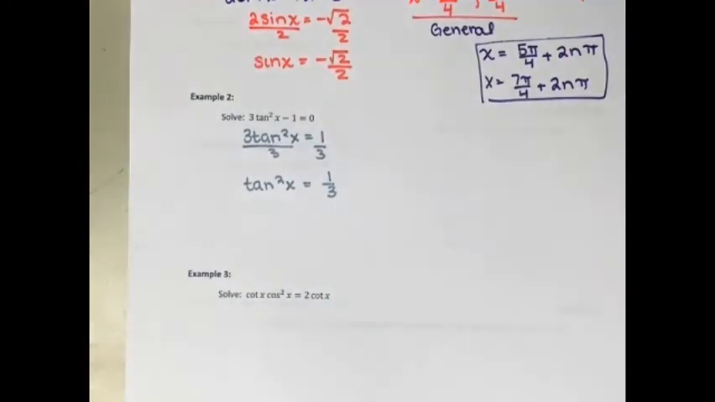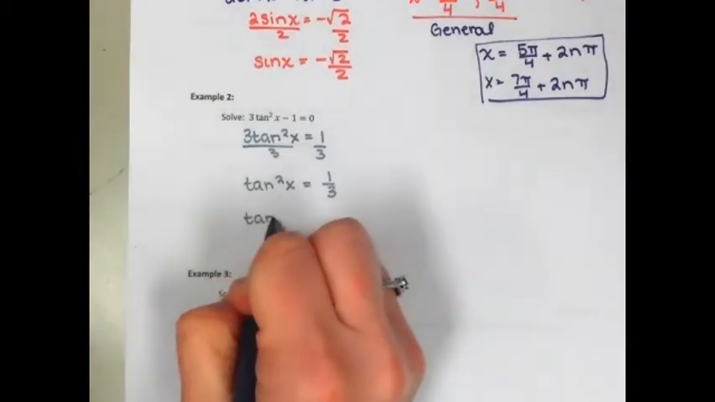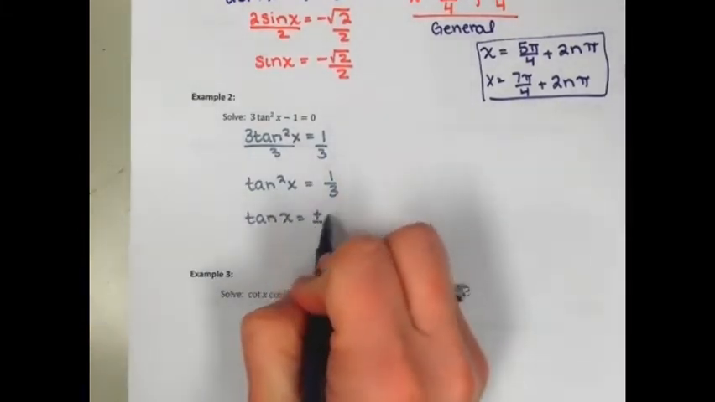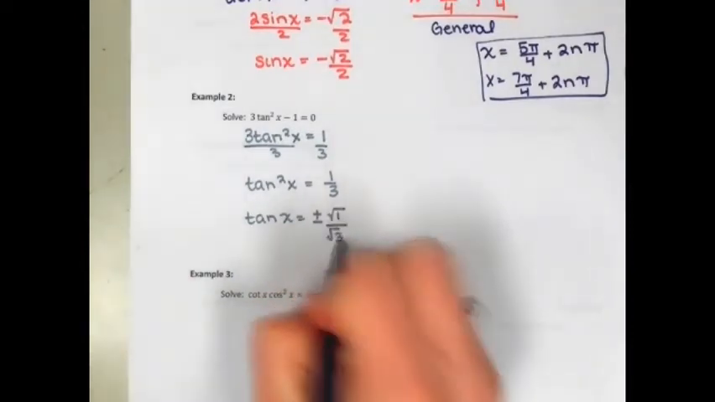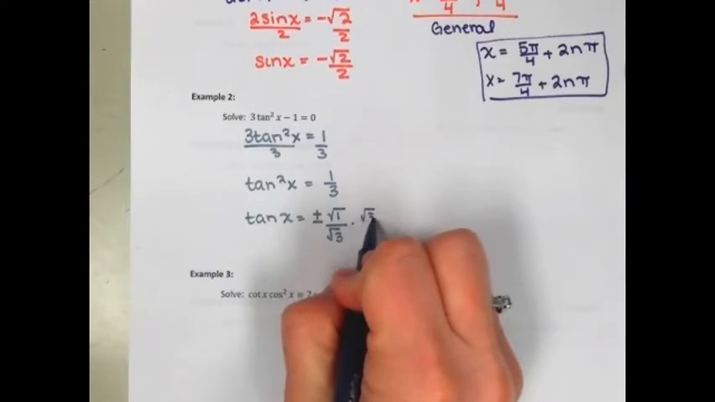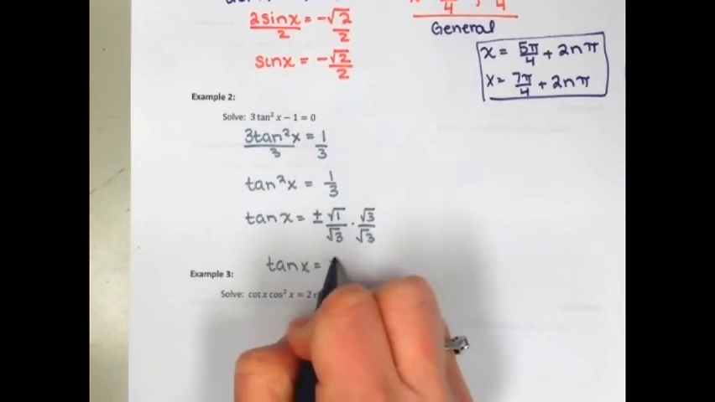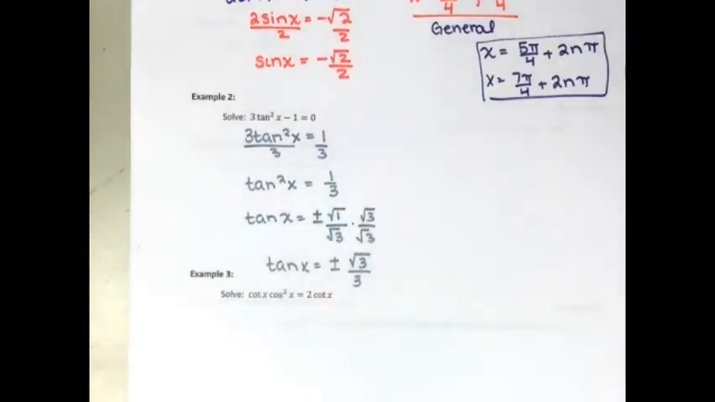Right? And then what? Take the square root. So we get the tangent of x equals, now I'm taking the square root, so how many answers do I have? 2, so I need to have the plus or minus the square root of 1, which is 1 over the square root of 3, right? Can I have the square root in the denominator? No. So we would rationalize it, right? So the tangent of x is going to equal plus or minus the square root of 3 over 3.